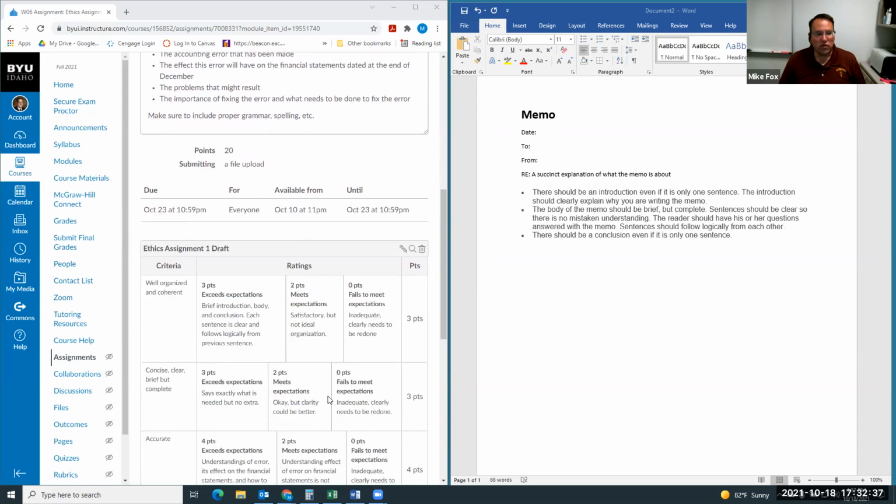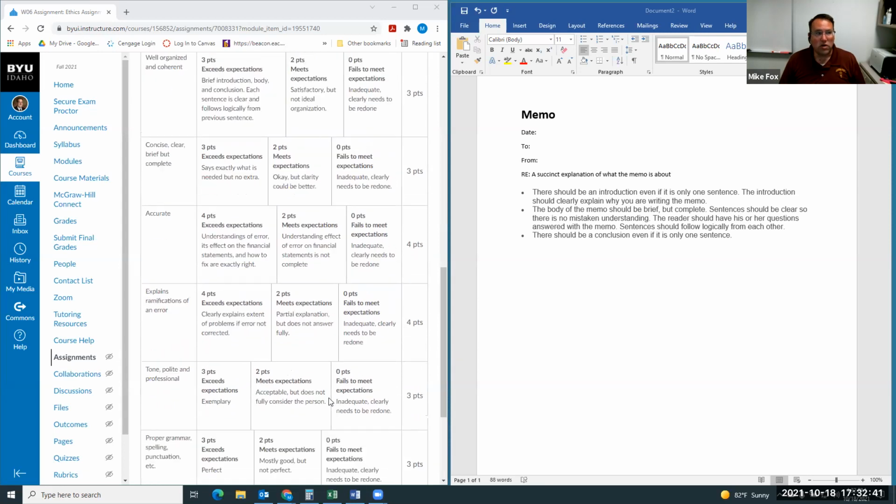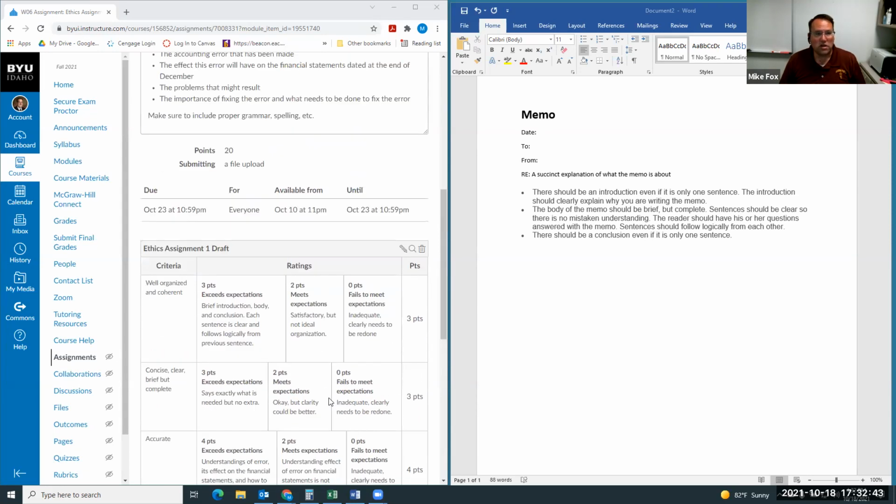There's a rubric. So if you look at that rubric, that's how the assignment will be graded. So make sure you adhere to each of those items in the rubric to get maximum points. Over on the right here, I just have a sample memo. I'll let you know that where I work and where a lot of people work, we don't do this sort of formal memo looking thing with the big bold memo on top. Usually it's just an email, okay?